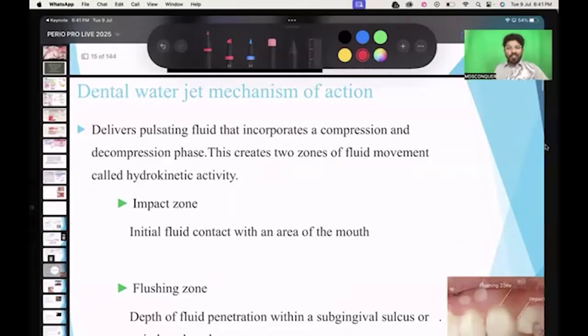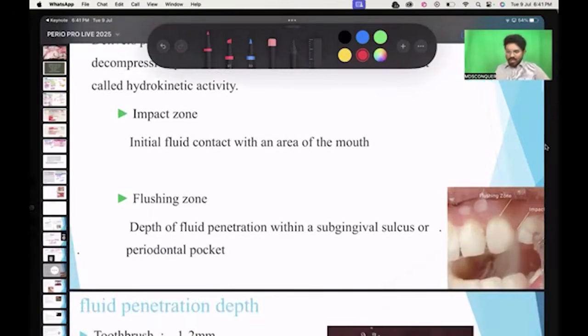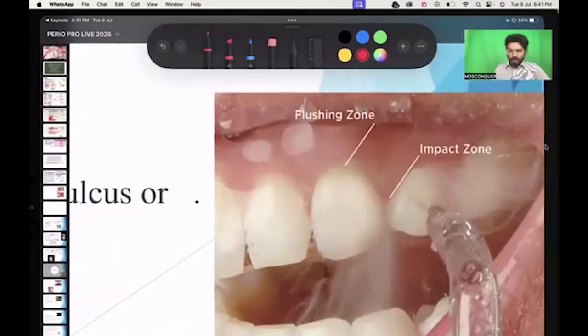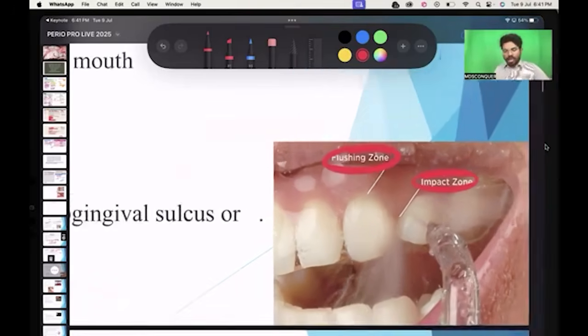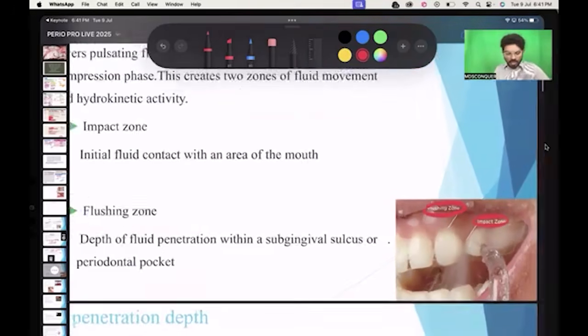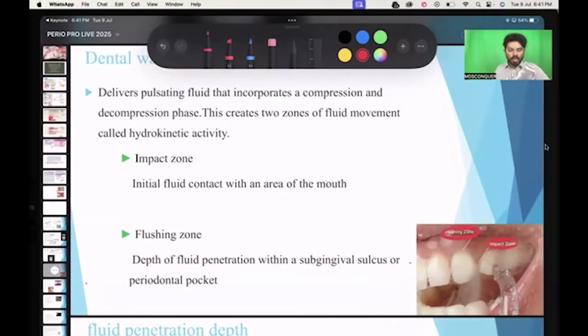But the most frequently repeated question is about the zones that are formed whenever your dental water jet is acting. The diagram is very, very important. Hope you can see. Whenever you're hitting that area, it is called the impact zone. The surrounding area where the water is flushing is called the flush zone. Area where it is hitting is called the impact zone. Area where it is flushing is called the flush zone. So that is a very, very important concept.